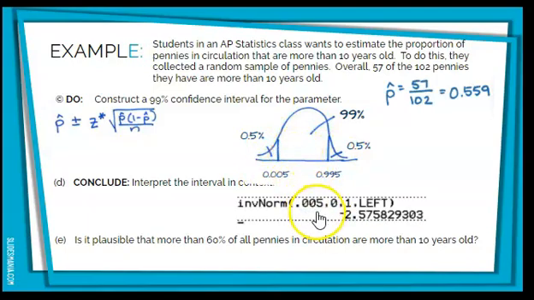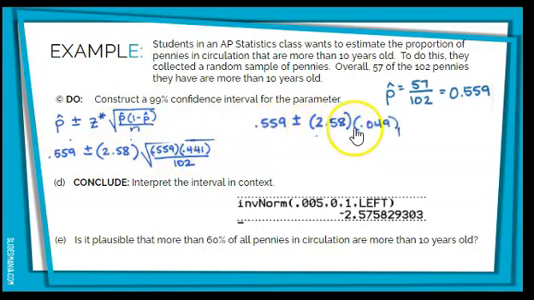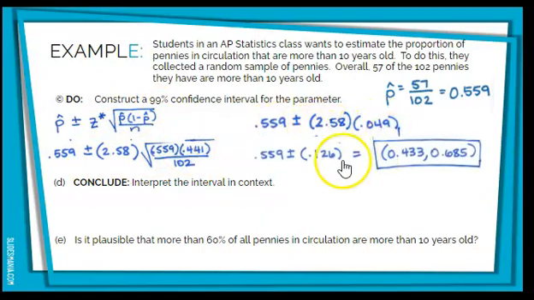and I'm going to use the inverse norm function in my calculator. I'm going to put in the area of 0.005, 0 for mean, 1 for standard deviation, and using the left tail. And it gives me a z star value of 2.578. So now I can plug in the stuff I know in my equation. I know my p hat, I know my z star, and there's my p hat, 1 minus p hat over n, take the square root, all this business. I'm showing my work and continuing to solve it, continuing on, and there's my confidence interval.